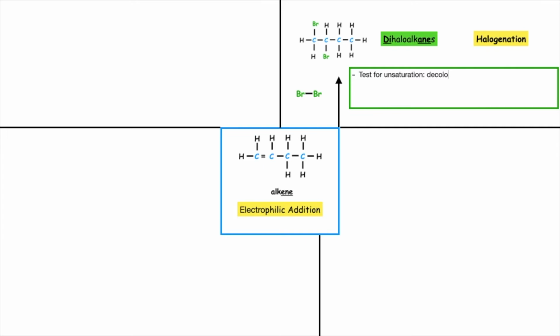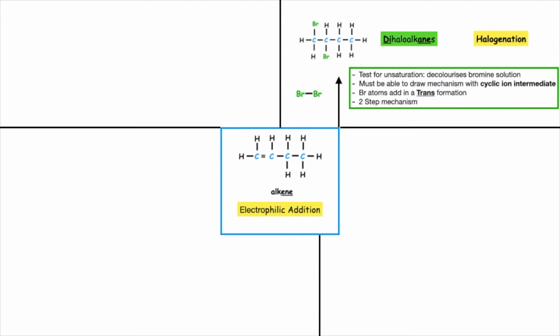What we need to know is the test for unsaturation is that it decolorizes bromine solution. We must be able to draw the mechanism of the electrophilic addition showing the cyclic ion intermediate. And we need to know that the bromine atoms add in a trans formation, that's on opposite sides of the dihaloalkane. This is a 2-step mechanism.